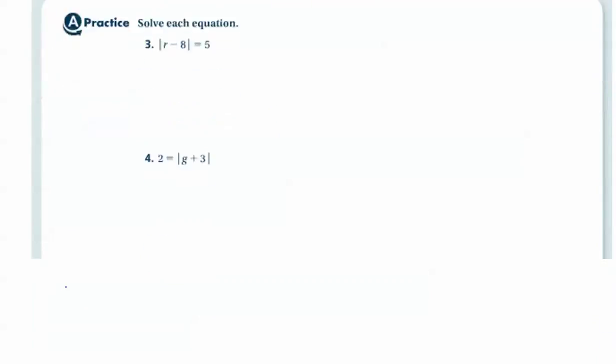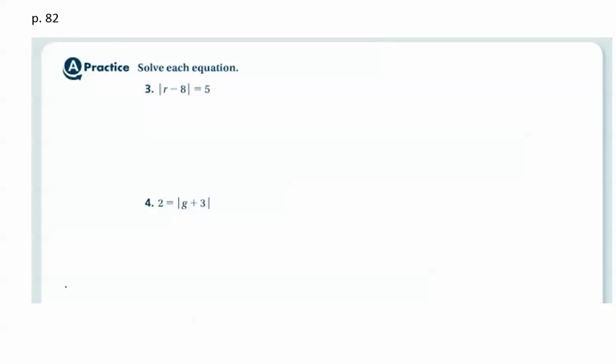Okay, go to page 82 and find problems 3 and 4. Here you actually do get an absolute value all by itself to begin with. So now I'm checking to see if this number over here is negative, which it's not. So I can go ahead and write in my two equations. What do you think those equations are going to be? It's going to be r minus 8 is equal to +5 and r minus 8 is equal to -5.